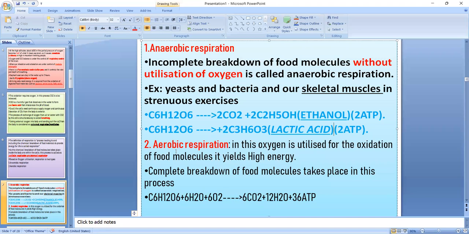Aerobic respiration involves oxygen for the oxidation of foodstuffs. We all know this reaction also: C6H12O6 plus 6H2O plus 6O2 gives 6CO2 plus 12H2O, and 36 ATP. The resultant number of ATP depends on the cells. There are new calculations according to new books, giving 30 or 32 ATPs, which will be explained in the next class. Anyway, 36 ATPs.